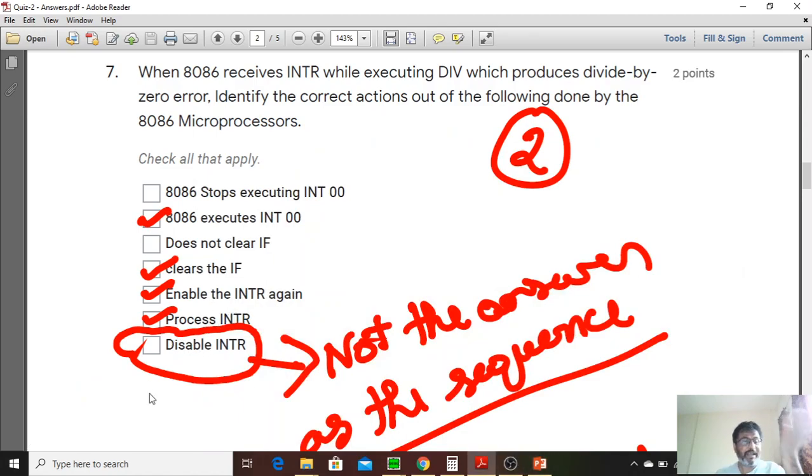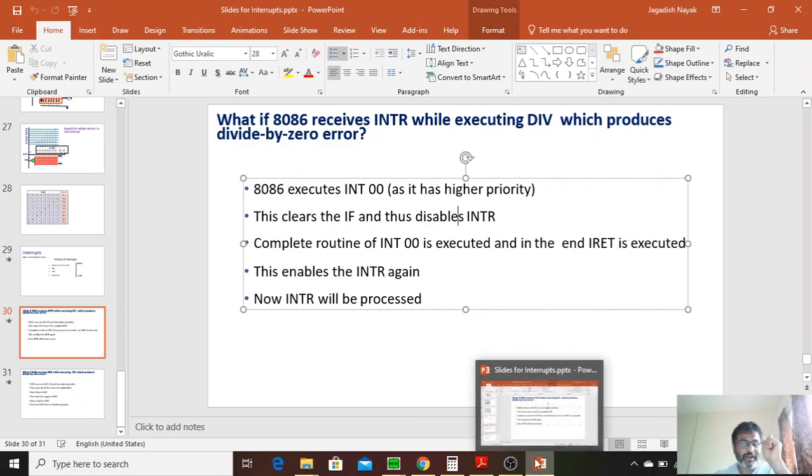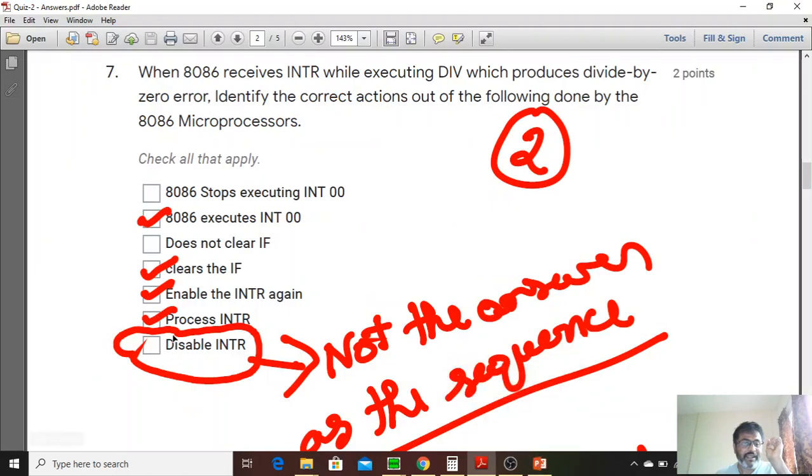Now next there is one more, disable interrupt. See, in this list disable interrupt is there. That doesn't mean that that is the correct answer for this question. Hope you are understanding this. That's why if you click this, you will not get any marks for this, because it is not there in the sequence.